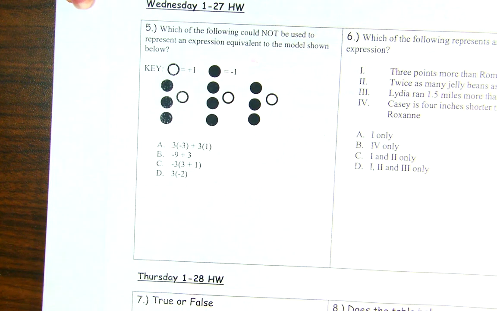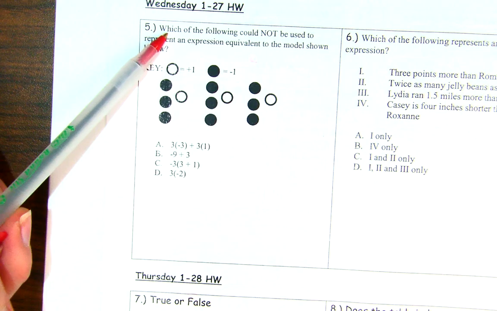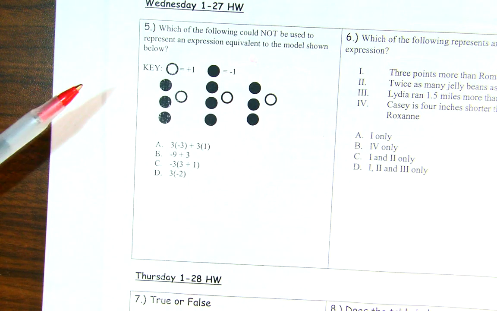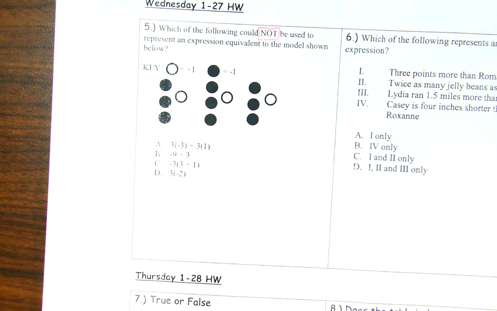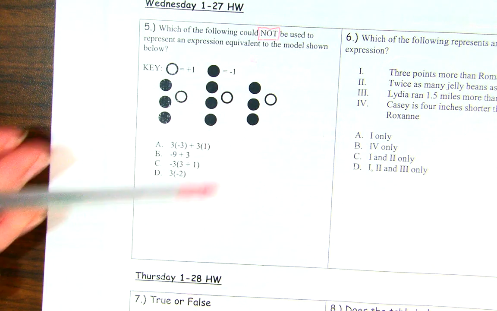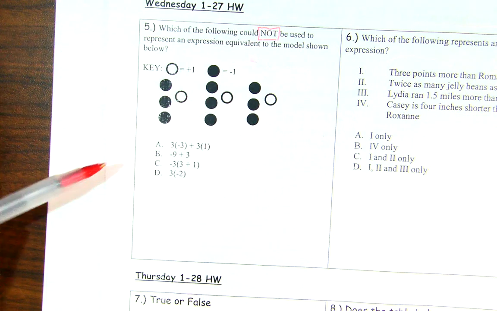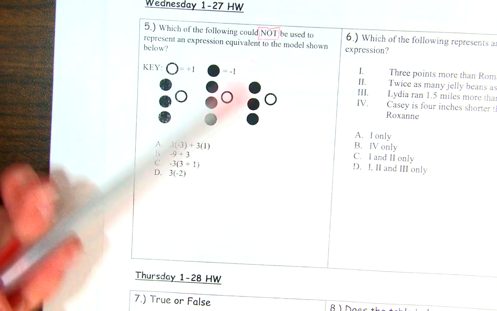All right, we're on Wednesday's homework. Let's go ahead and look at number 5. It says, which of the following could not, let's box our "not," be used to represent an expression equivalent to the model shown below? So in other words, it's saying 3 of these are equivalent to this model and 1 is not. Okay, well, let's actually look at the picture being shown.